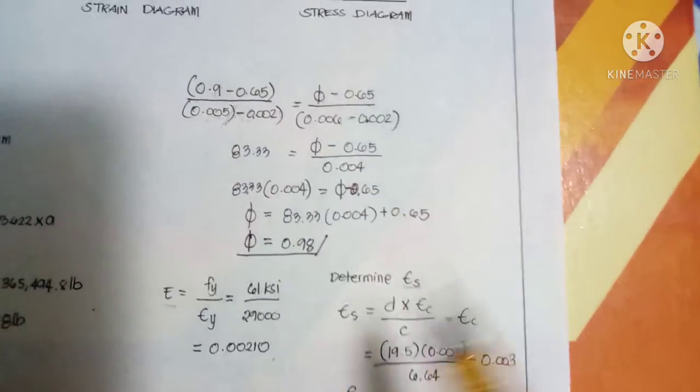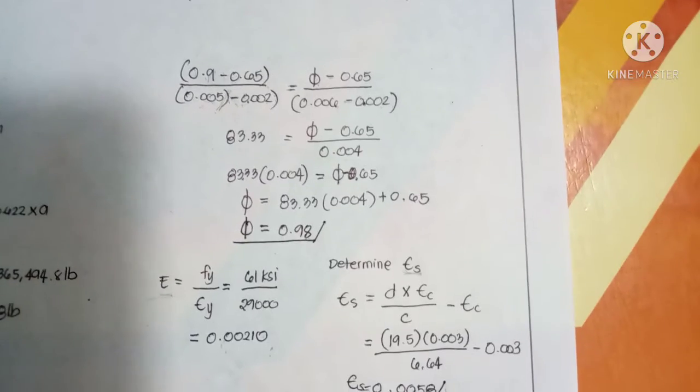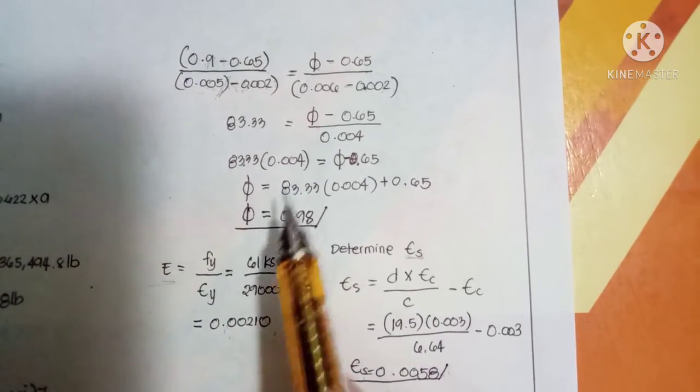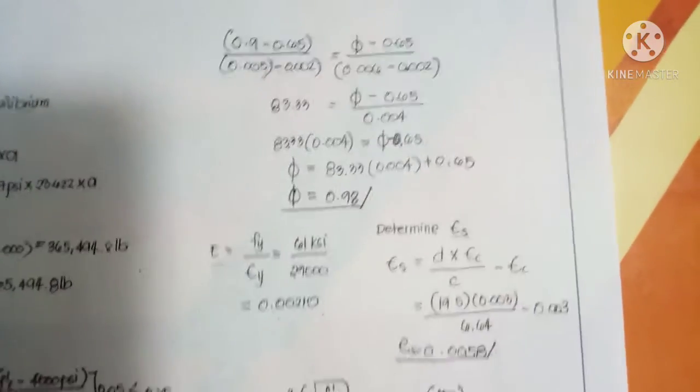So by substituting the values again and rearranging the formula, we have here the value of phi, which is 0.98.